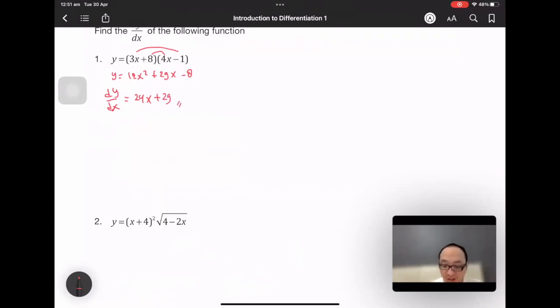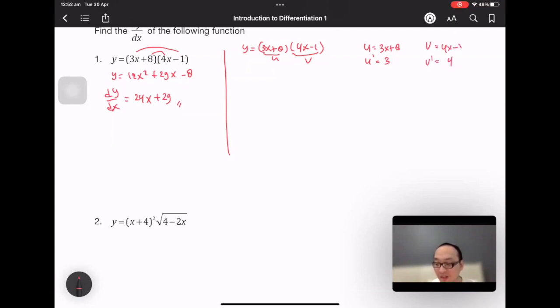Now, we use the product rule. So if we use the product rule, 3x plus 8 times 4x minus 1. The first one will be u, the second one will be v. So u is 3x plus 8. So u prime is, we derive this, 3. v is 4x minus 1, v prime is 4.